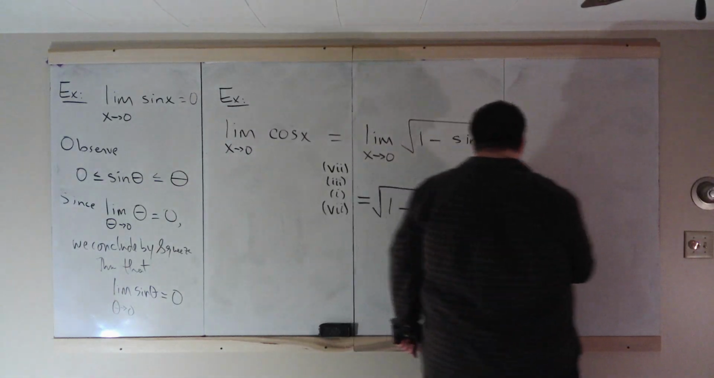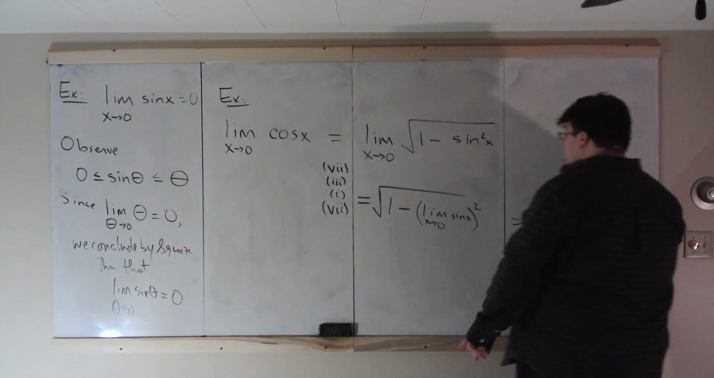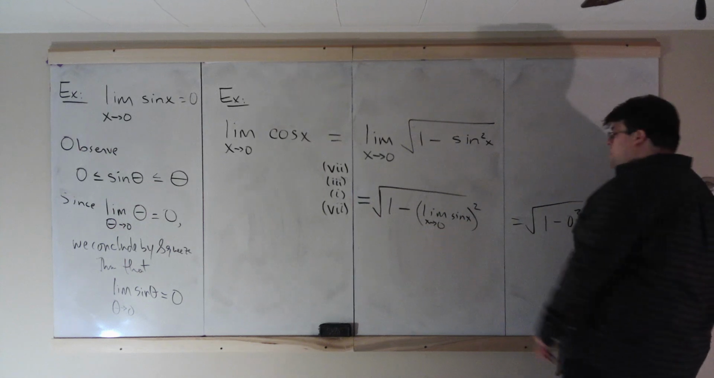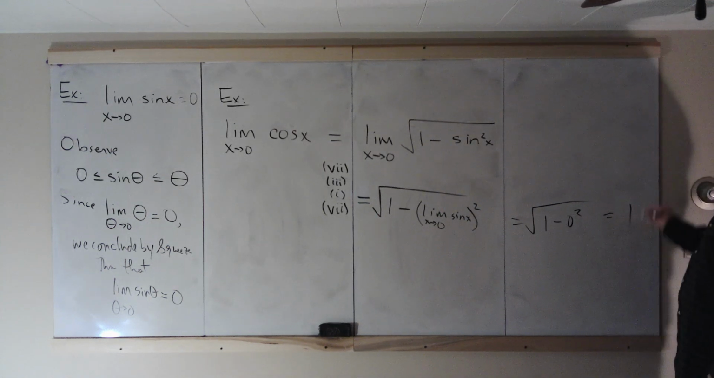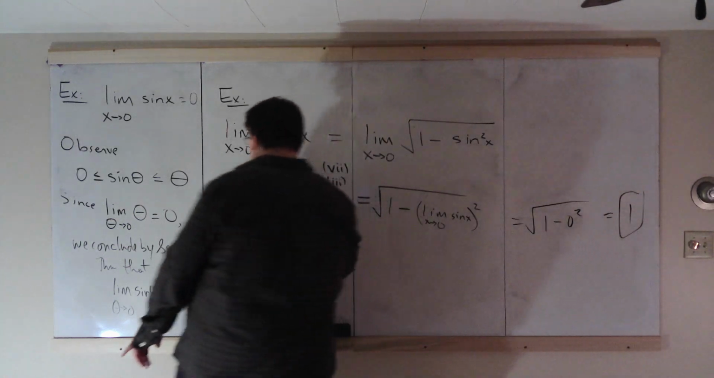And can we compute this limit? Well, yes, we can, because of that example. That example says that this limit inside here is 0. So we get 1 minus 0 squared. So the limit as x approaches 0 of cosine x is 1.